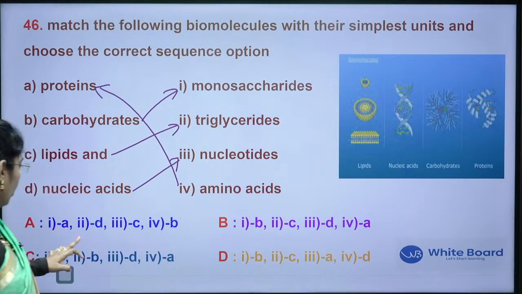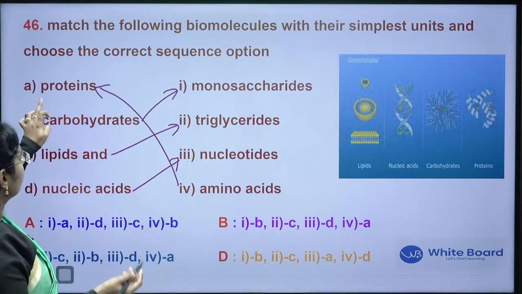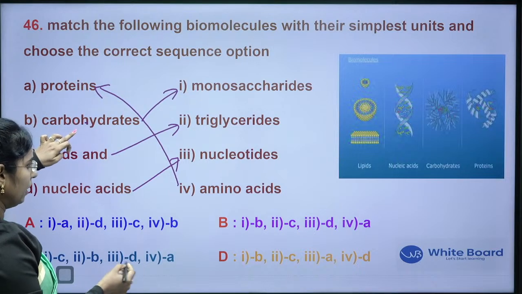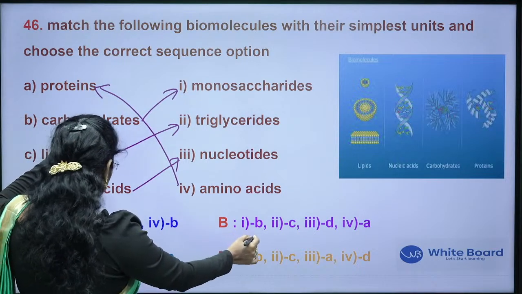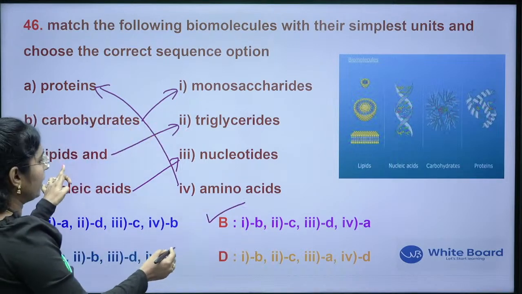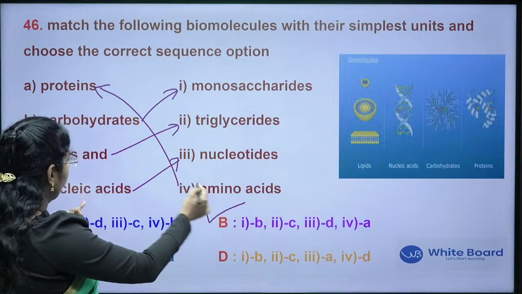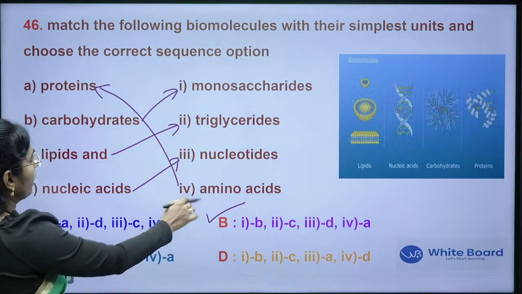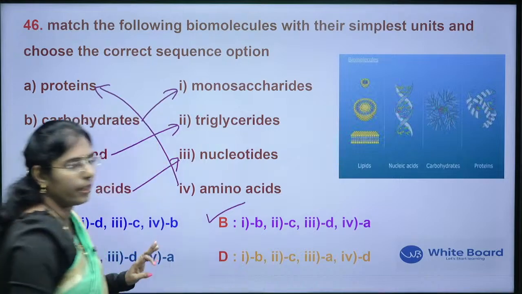So what is the correct option? For 1, it will be B. Next, 2 is C. 3 is D. And 4 is A. So this is the correct option for this one.